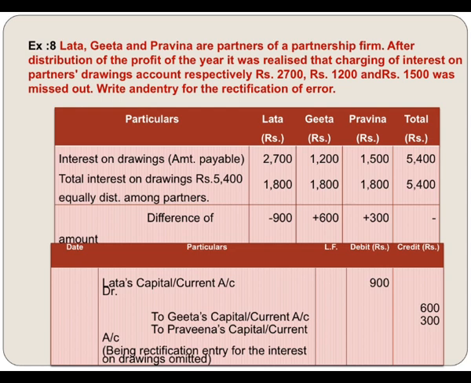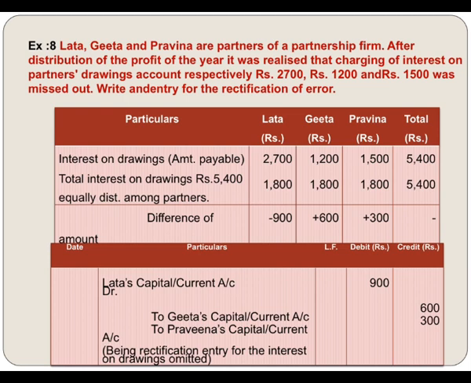So first of all, what we have to do? We have to increase profit by 5400. Lata, Geeta and Praveena's ratio is not given, so it is equal: 1800, 1800 and 1800, with plus sign. And then interest on drawing with minus sign, 2700, 1200 and 1500. So the answer is minus 900, plus 600 and plus 300.